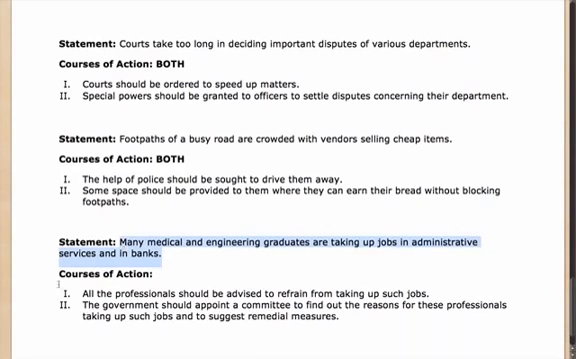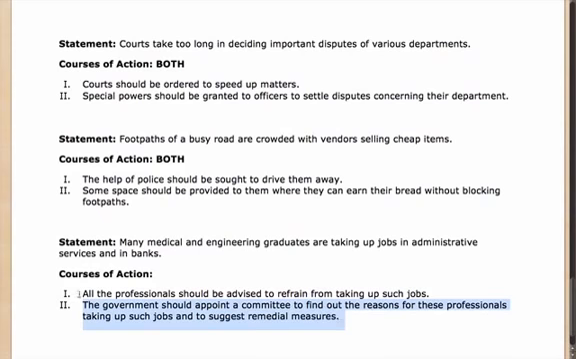Based upon that, what course of action would you recommend to be followed? First course of action is all the professions should be advised to refrain from taking up such jobs. Okay. The second statement says the government should appoint a committee to find out the reason for these professionals taking up such jobs and to suggest remedial measures. See, very clearly, B is a very good idea. It will take care of identifying the problem and suggesting a solution to the problem. So definitely number 2 should be followed.